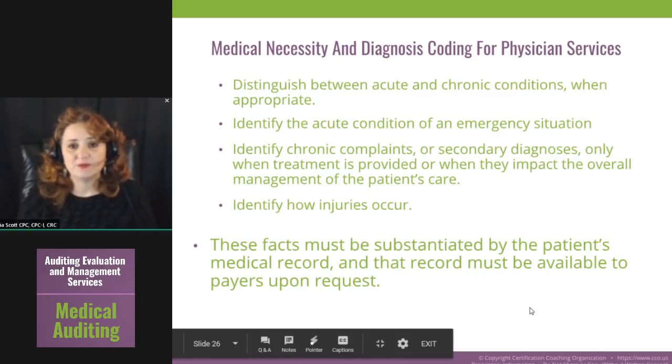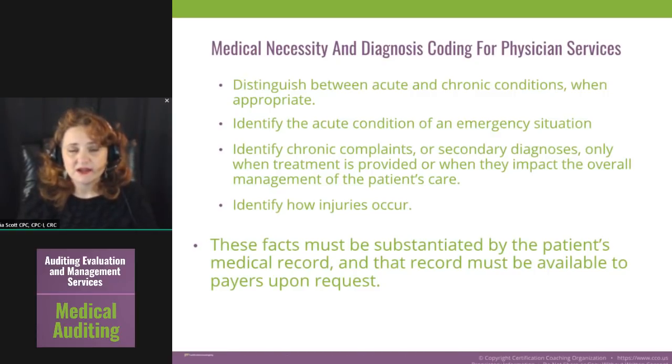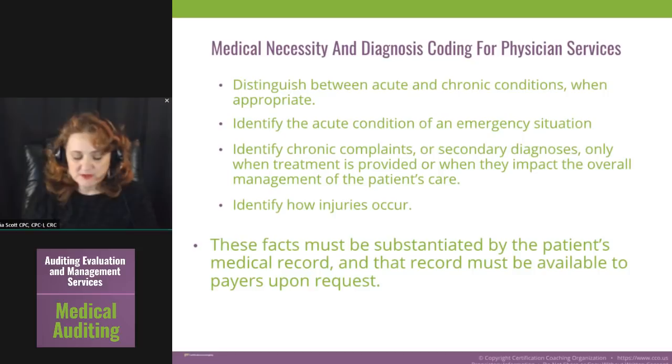We need to distinguish between things being acute and chronic because there are different codes, and we can have acute on chronic, right? We also want to make sure that we identify anytime we have an acute condition that is an emergency. So the patient's having chest pain, but then it turns into an acute MI, right? That's an emergency situation. We want to make sure that if we have chronic complaints or secondary diagnoses, we only code them when they are being treated.